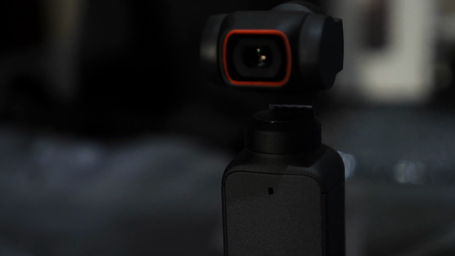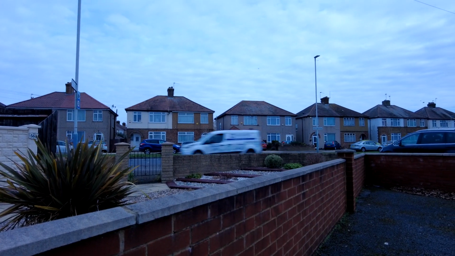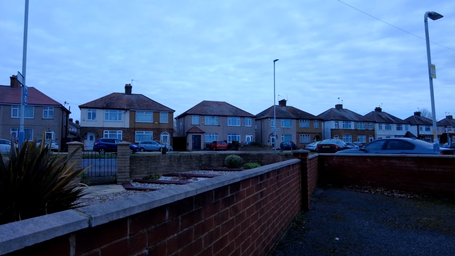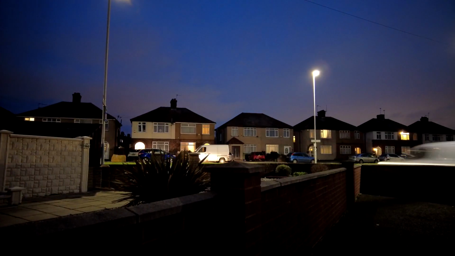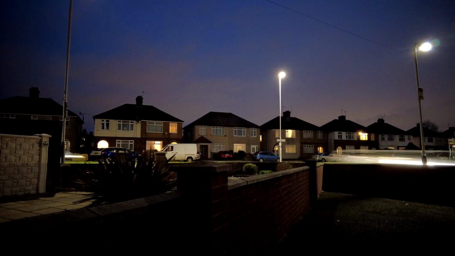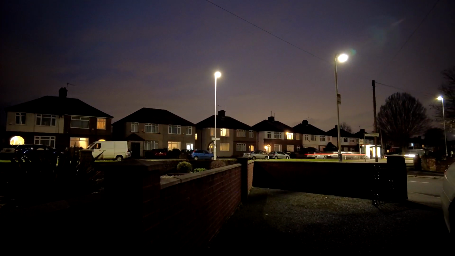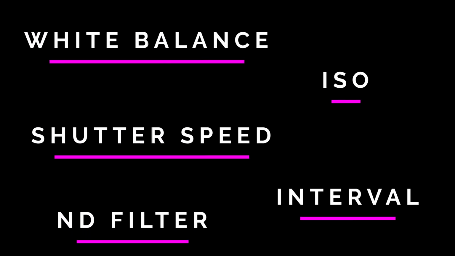When setting up the Pocket 2 to shoot a time-lapse, there are 5 main things we need to look at so your videos go from looking like this to this. The 5 main things are white balance, ISO, shutter speed, the interval, and having an ND filter.